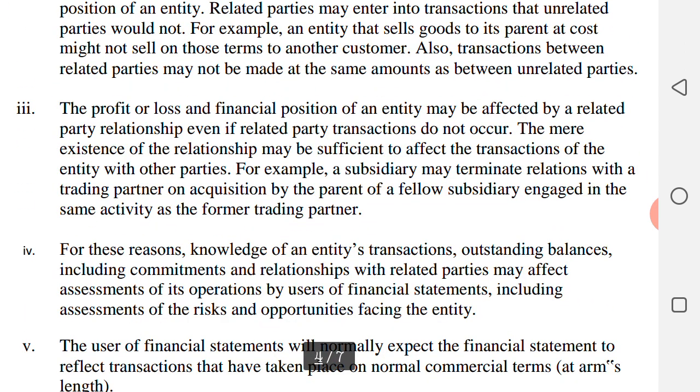The profit or loss and financial position of an entity may be affected by related party relationship, even if the related party transaction does not occur. So you must also disclose this, because even if it does not occur, they may decide to cancel transaction at any point in time because they are related. They may not follow the normal rules or the normal business terms that the company will do with a third party, because they are related. They will cancel business and enter transaction at any time. So this may affect the profit or loss.